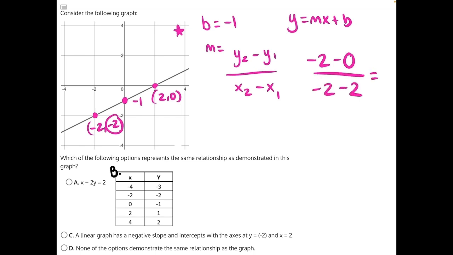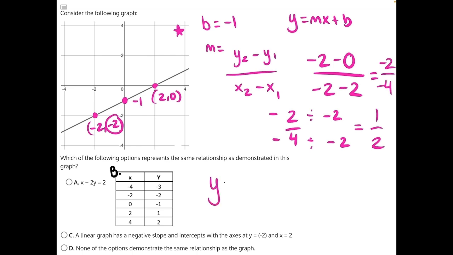When we do that math, -2 minus 0 is just -2, and -2 minus 2 will give us -4. When we simplify this fraction down, we'll pull out the greatest common factor from both the numerator and denominator, which is -2, and that will leave us with a positive 1/2. So our slope is 1/2. That makes our full equation y is equal to 1/2 times x minus 1.